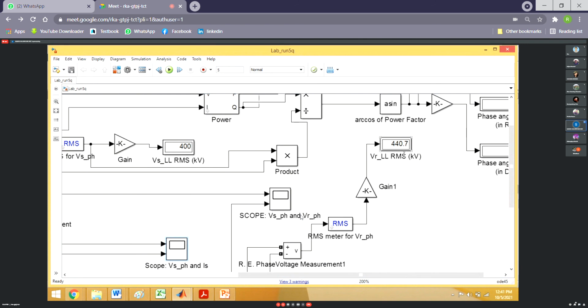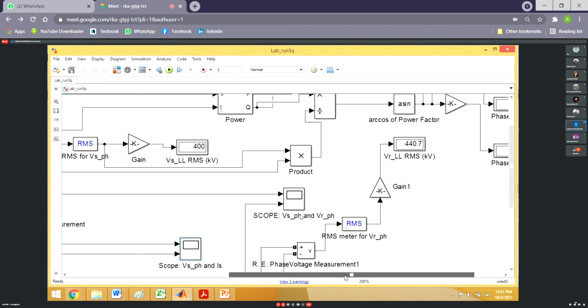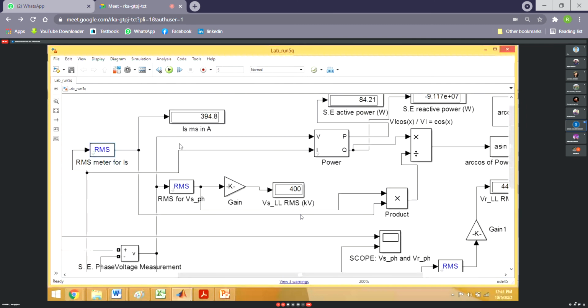Then you can assume how much regulation is there. Voltage regulation is negative, right? Net current is 394.8 ampere at sending end. RMS current 394.8 ampere at the sending end. I hope you have tabulated.